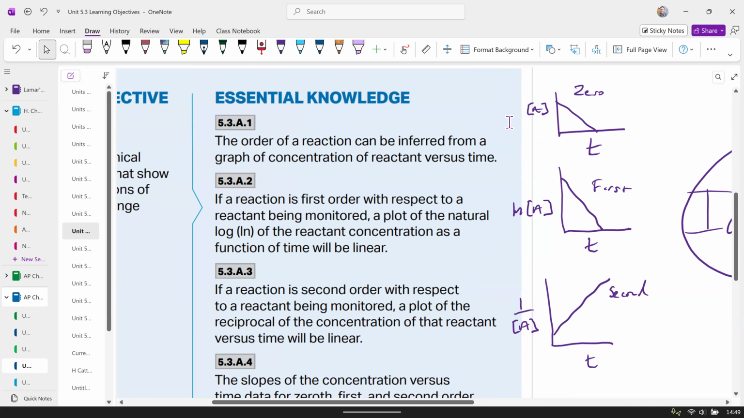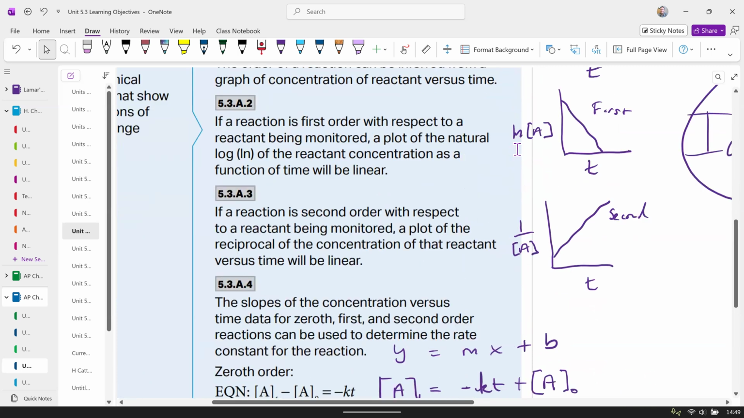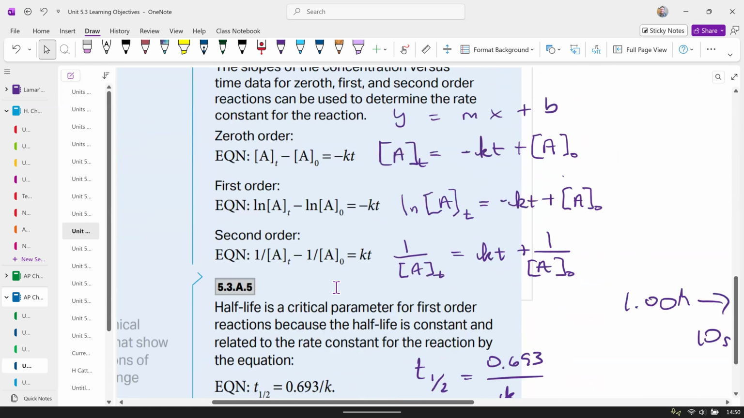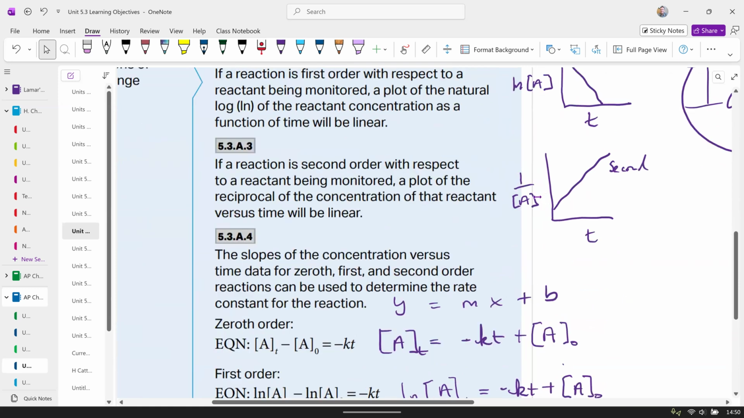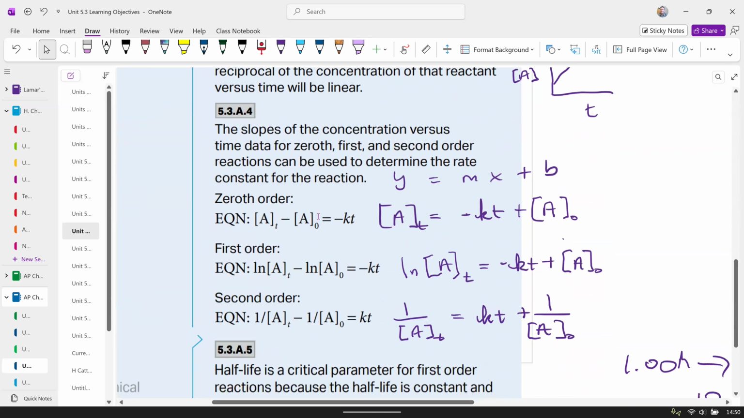Wow, it's that easy. And then we look at a first order, we see the natural log of concentration should be on the y-axis. And what do we see? The natural log of the concentration on the y-axis. And then for second order, we see the reciprocal of the concentration is on the y-axis, and sure enough, there it is. All right, and so those are all really easy things to look at.